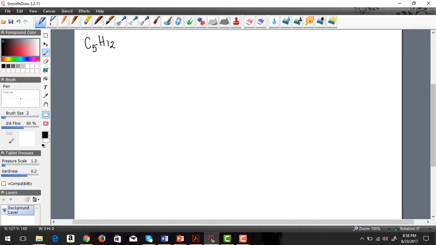C5H12. Now all you have to remember is that a compound with 5 carbons is pentane, right? That's the first thing you have to get out of the way before you start writing isomers and naming them. As I've said, C5H12 is pentane on that long list of things I gave you.